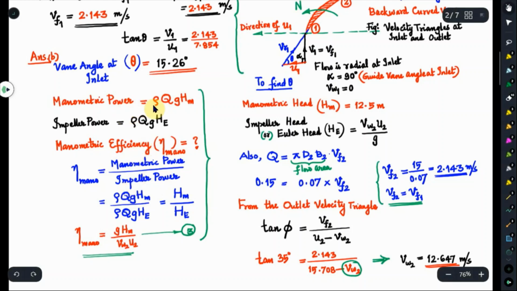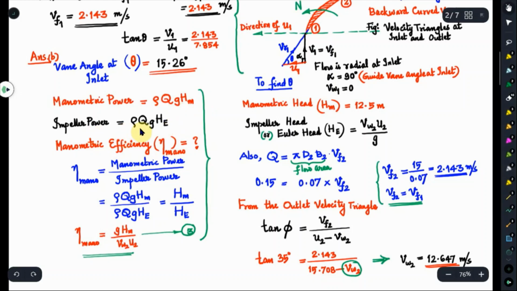Manometric power is given by rho q g into hm, and impeller power is rho q g h e, where hm represents the manometric head that is available in the question. Manometric head means it is the total head against which the given pump has to work. Here hm is given as 12.5 meters. Q is the discharge, rho is the mass density of the liquid, and g is the gravitational acceleration.